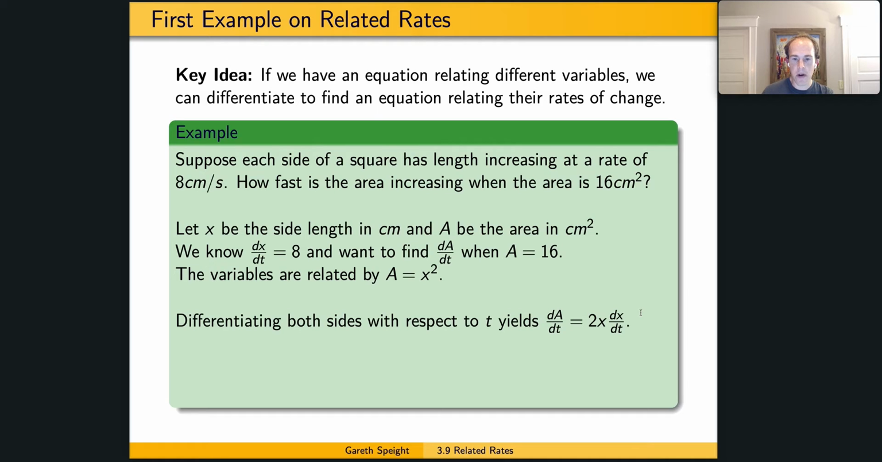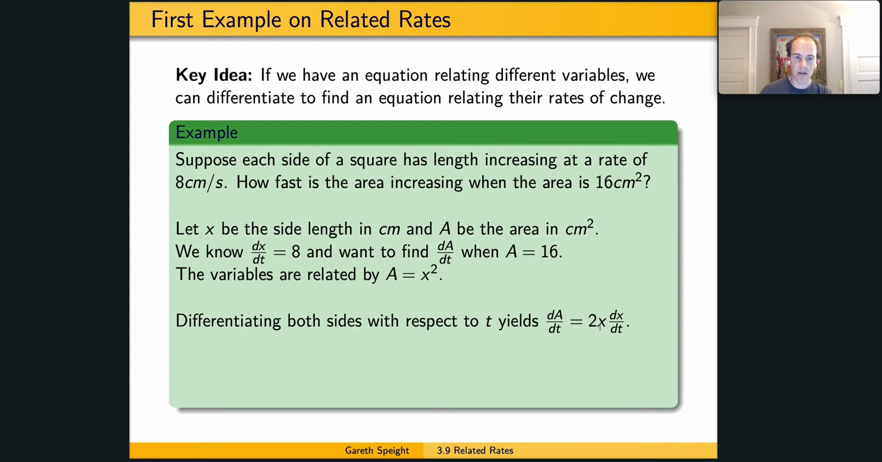Okay, so now we differentiated. We got an equation which connects dA over dt and dx over dt, which are things we're interested in. And we want to know what happens when A equals 16. So we better plug all that information in. We know that dx over dt is 8. So we have the dx over dt term. Okay, what do we plug in for x? We were told that A is 16.